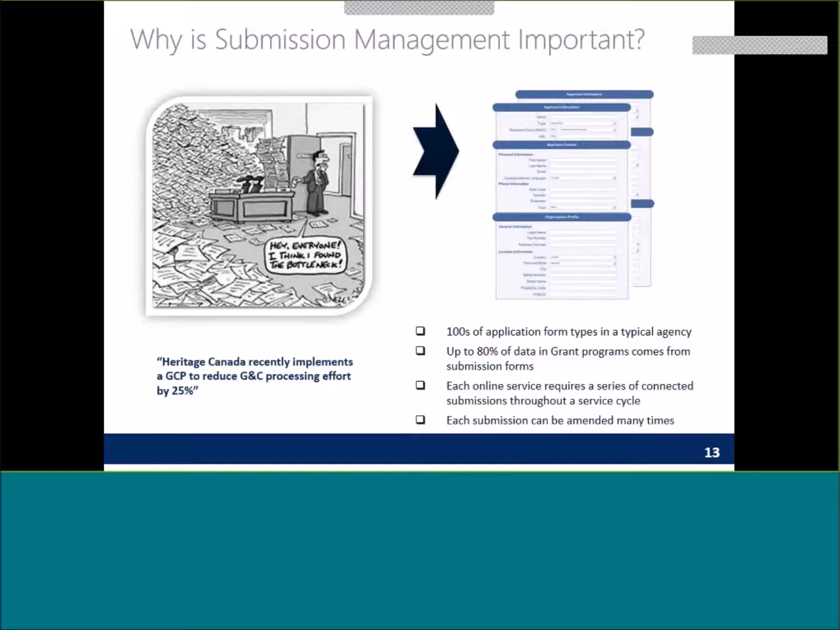Heritage Canada, by the way, has recently implemented a government client portal to reduce their grants and contributions processing effort by up to 25%. So if you get the processing of online forms right, you can reduce the amount of effort it takes to process a form by almost 20 times. There's a lot of studies to support this type of efficiency gain. So submission management, very important to government client portals.